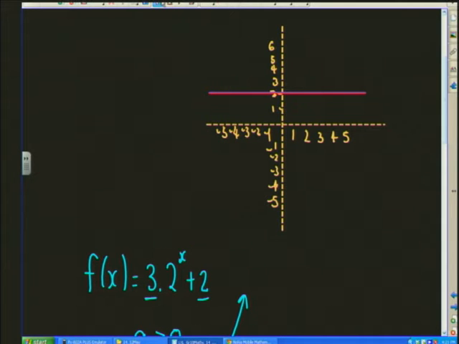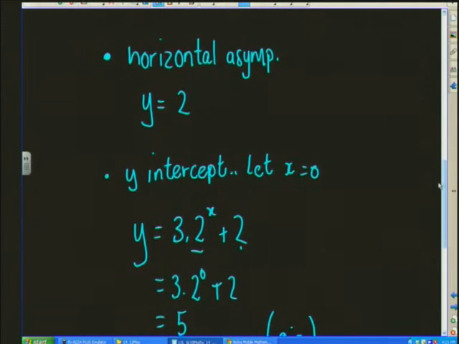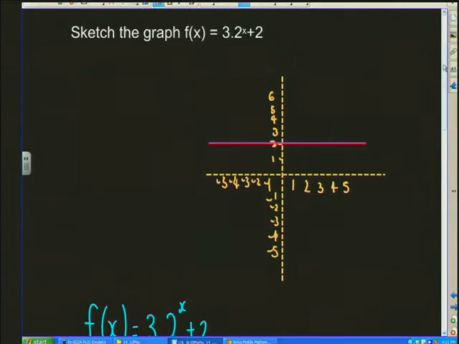And let's mark down any of the other key points that we might have for this graph. We know what the shape is, and we know that the y-intercept is 5. So we've got an upward facing graph with a y-intercept of 5 on the y-axis there. We put that mark down. We know what the shape is, so we simply join our points, and that's going to be our exponential graph. So this is y is equal to 3 times 2 to the x plus 2.